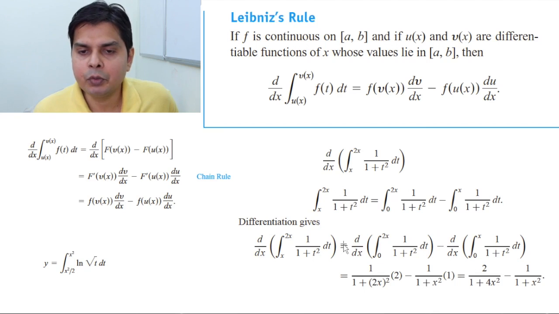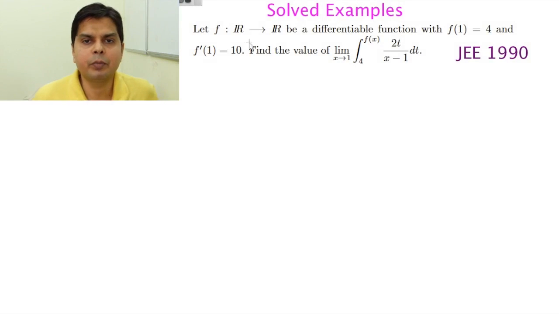So I have used breaking of this integral from x to 2x into two parts. Directly I can get this using the formula. How? You see, f of v(x) will be 1 plus (2x) square and dv by dx will be 2. Similarly, f of u(x) is 1 plus x square, and the differentiation of x is 1, so this will become 2 by 1 plus 4x square minus 1 by 1 plus x square. Now let's do some examples.